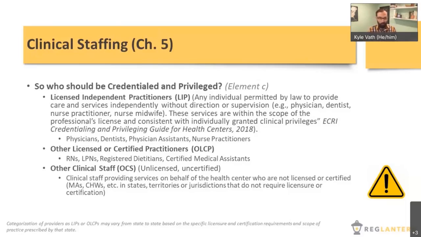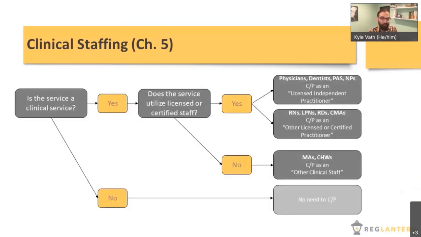If in your service you do not have any unlicensed or uncertified clinical staff, then you do not need to include them in your policy. However, in my experience, it's very rare for people to not have those types of staff. So LIPs, OLCPs, other clinical staff. This is the number one area I probably see people leaving off, and it's super easy to make sure you address. This is a little algorithm I made to determine if someone is an LIP, an OLCP, or an other clinical staff member, and if they need to be credentialed and privileged.